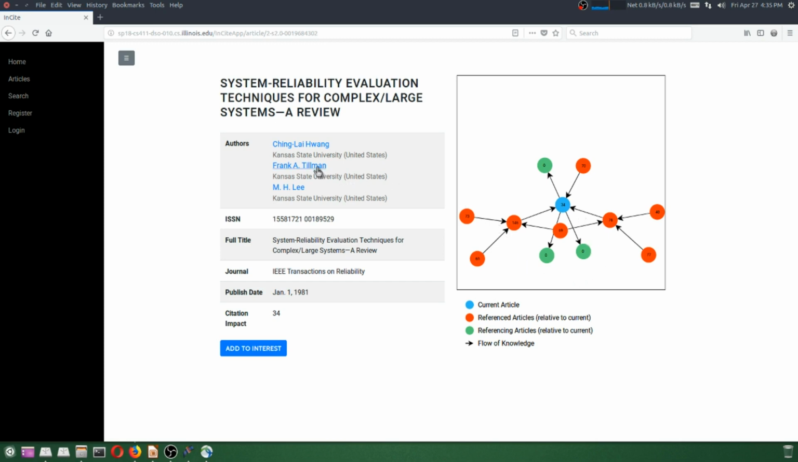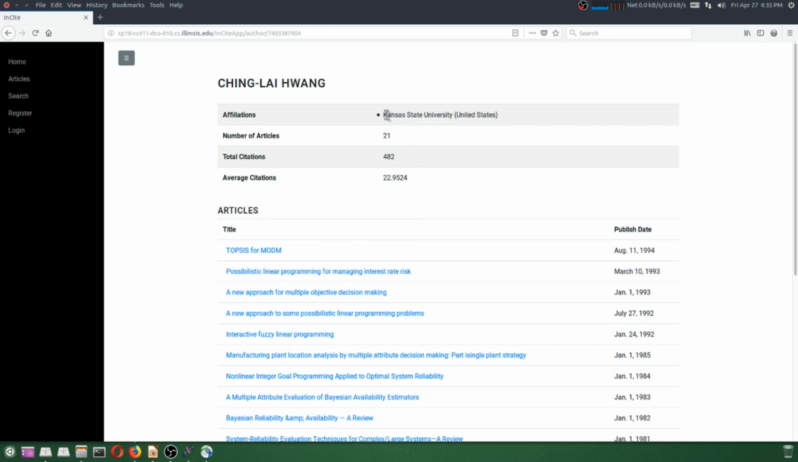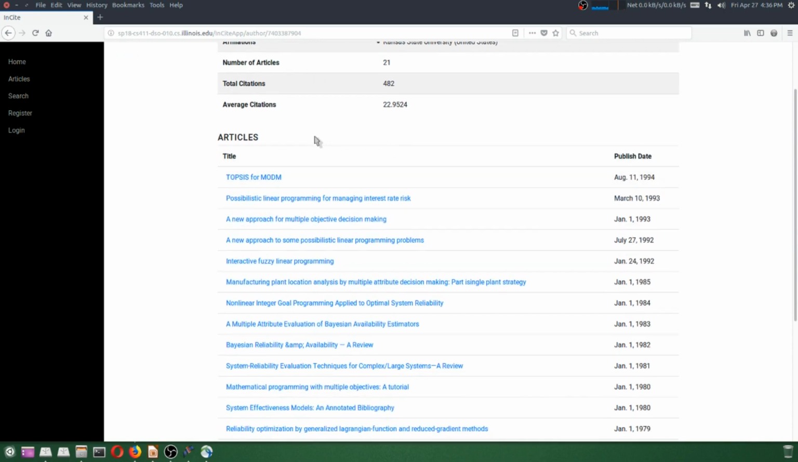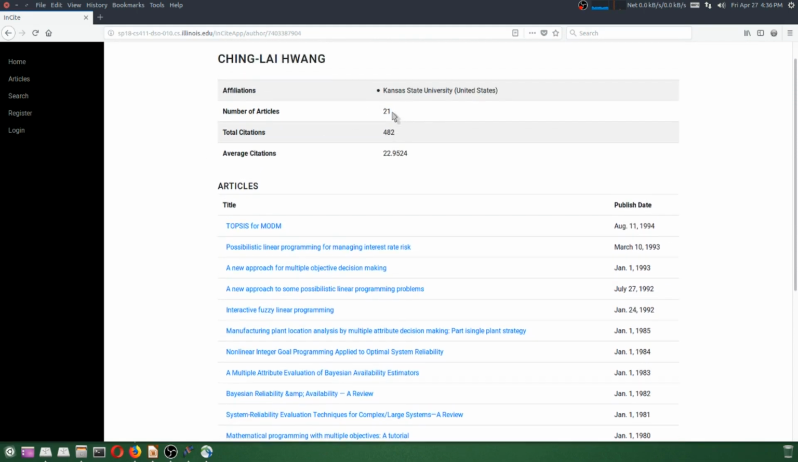And here I'm going to click on the author to show you the author detail page. You can see the affiliation of these authors. It happens there's only one, which means he has only been associated with Kansas State University for his entire life, at least in the database, right? You can also see all of the articles that he has published. He has published 21 articles in the database, and out of these 21 articles, his total citation count is 482, so he's been cited 482 times across all of his articles.